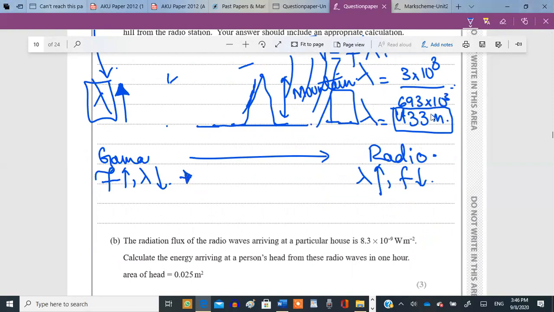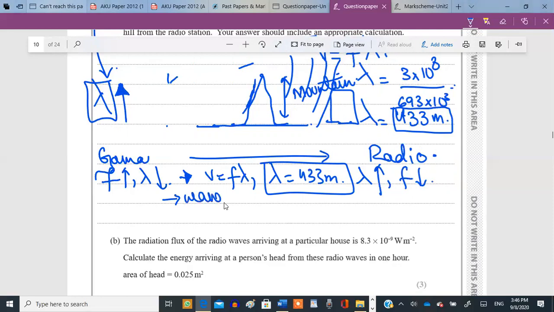first of all, you need to show this calculation that v is equal to f lambda, and then lambda turns out to be 433 meters. Meaning after all these steps, you show these steps, and then you get this answer. You get your first mark. Then you say that the wavelength is comparable to the mountain size.